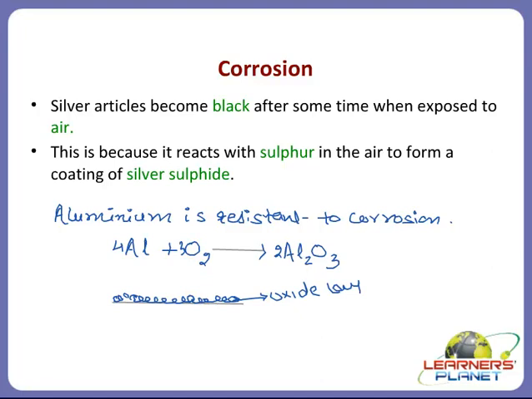Now children, this metal is no more exposed to oxygen, or no more exposed to the moisture. So it becomes resistant to corrosion. Now in order to protect this aluminium, what is done is that the oxide layer is thickened. Now let's see a few more metals which get corroded.